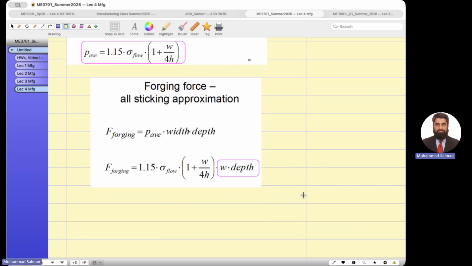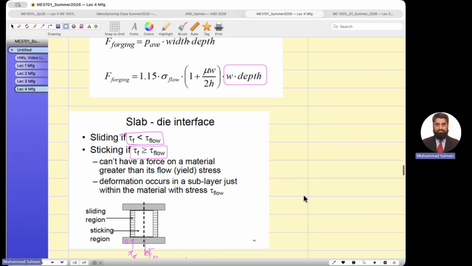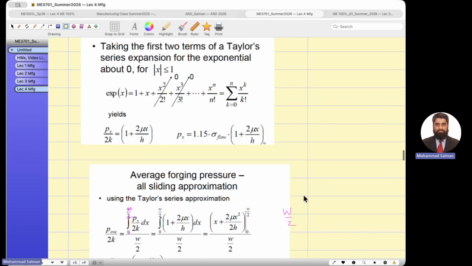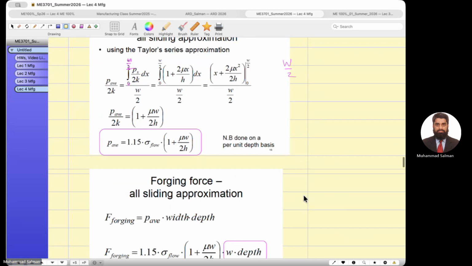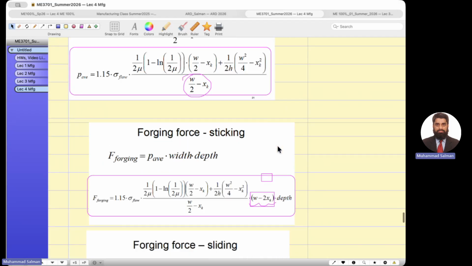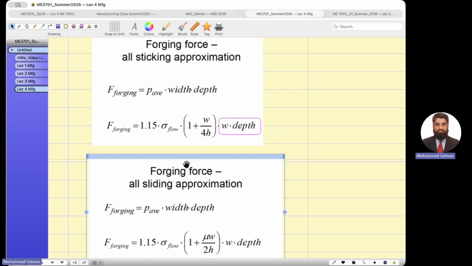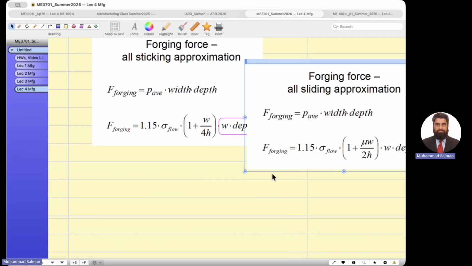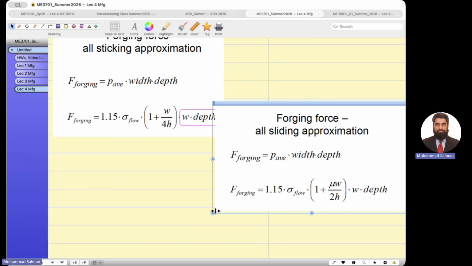Please note this is the assumption that we have all sticking. And there is another case when we have assumed all sliding. This is my approximation. I'm just bringing it to you again and again so that you will identify whether the forging is all sticking or all sliding. This is the formula for all sliding.